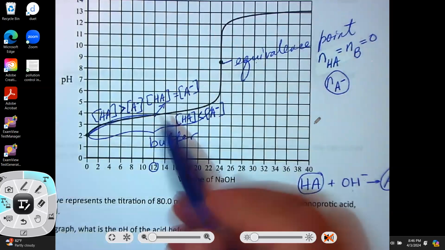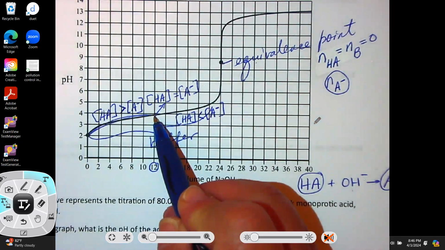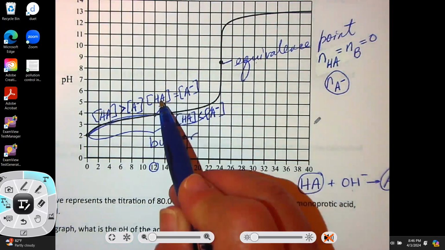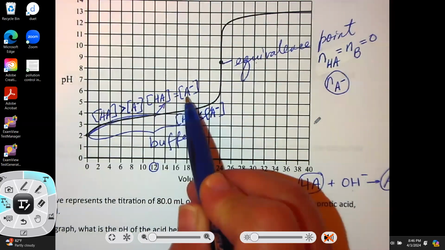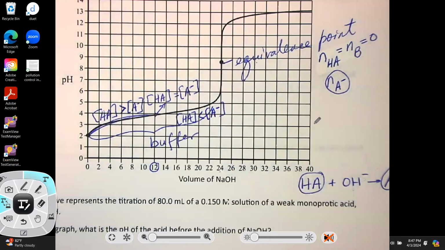So once again, at the half of the equivalence point, the concentration of both the weak acid and the conjugate base are the same because you have added half the moles of the base than you had acid. So for example, if you have 0.1 moles of the acid to begin with, you have added 0.05 moles of the sodium hydroxide. So therefore, your sodium hydroxide would be completely consumed and you're going to consume only half of the acid, so you're going to be making half of the conjugate base.